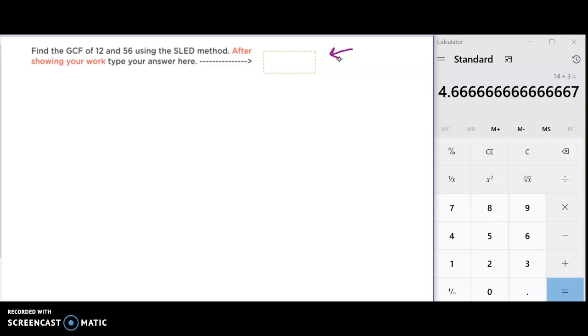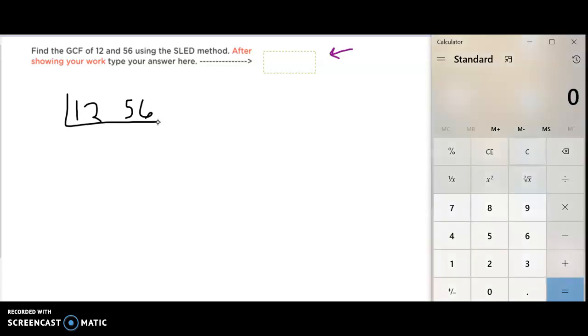So, here we go. We're going to find the GCF of 12 and 56. So, we're going to put 12 and 56 in a SLED. 12 and 56. And we're going to write it in a SLED. Okay, so let's do it. 12 and 56. All right, now think. What number can go into 12 and 56?